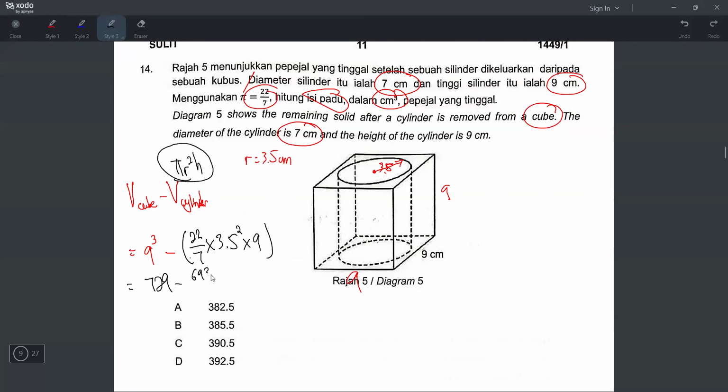Okay, it's much more recommended to write in fraction first, because we don't want to round off. We only round off when it's at the final answer. We don't want to round off before we get the final answer. So press this, we get 382.5. And yeah, that's the answer, A.